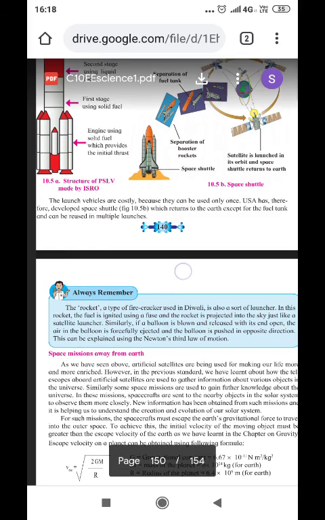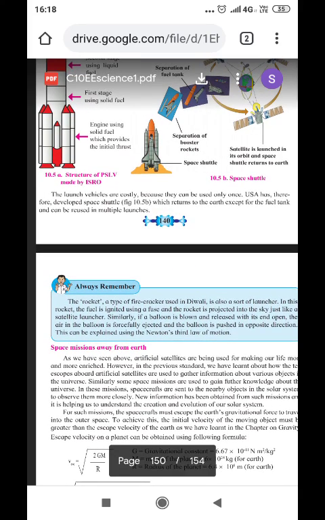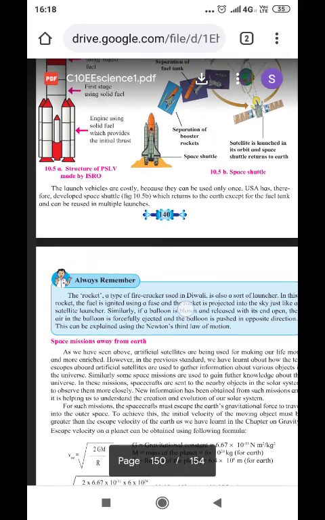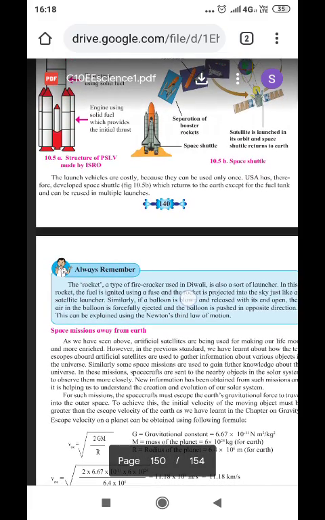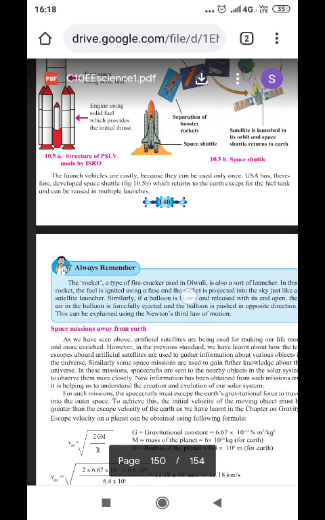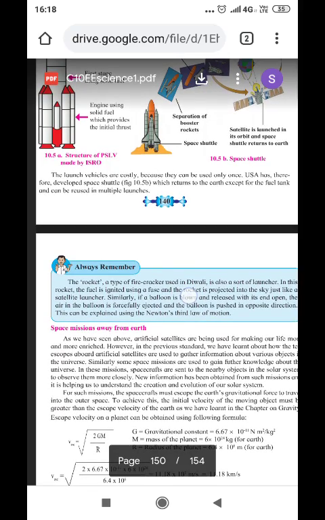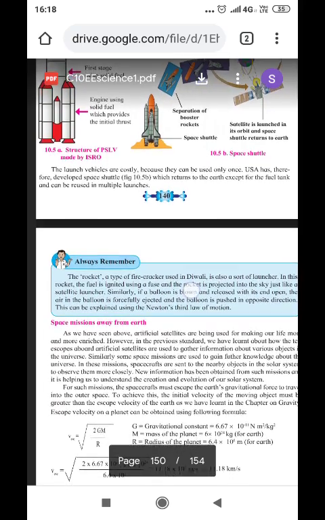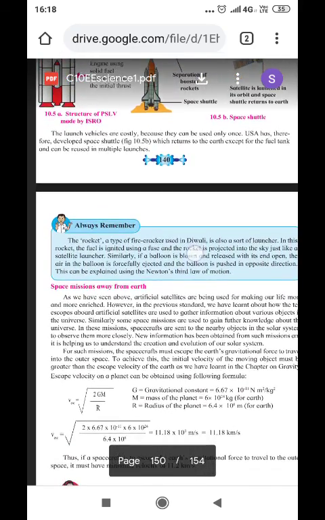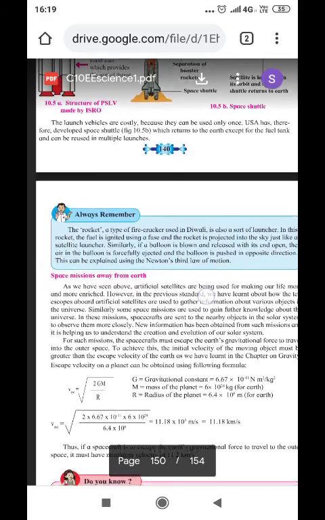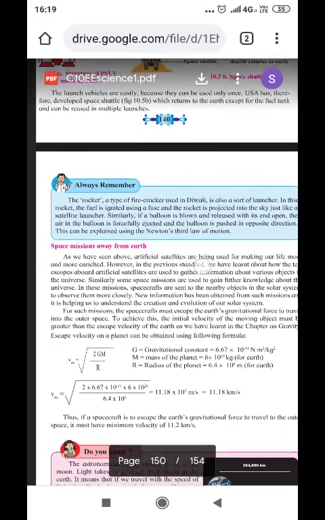So launch vehicles are costly because they can be used only once. USA has therefore developed a space shuttle which returns to the Earth except for the fuel tank, that can be reused in multiple launches. So used fuel tanks can be used again and again if they are brought down safely.